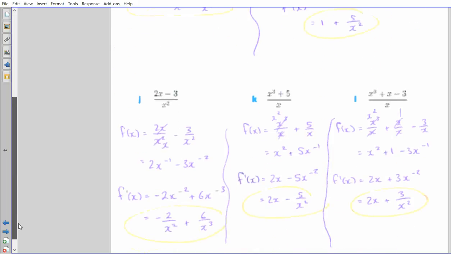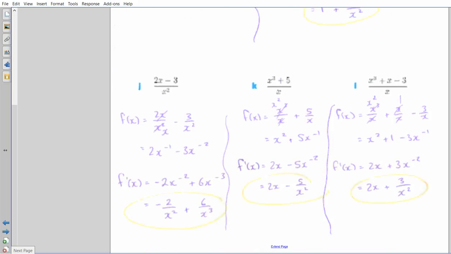Next, do some more practice. You're welcome to, if you want to, pause and just try these yourself, and then feel free to have a look through. I'll very quickly talk you through them. This one needs the numerator broken up first, so change it to 2x over x squared minus 3 over x squared. Cancel down if possible. So you can cancel an x from here and an x from here, which makes it 2 over x. There's no x here to cancel, so you just leave it as 3 over x squared.